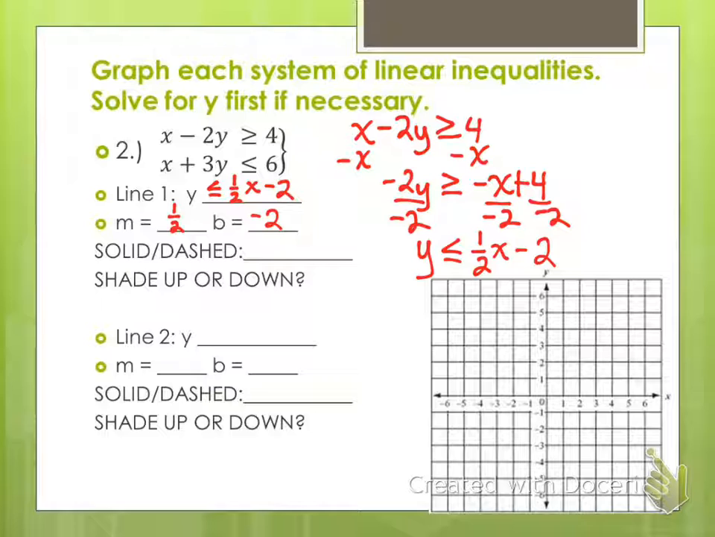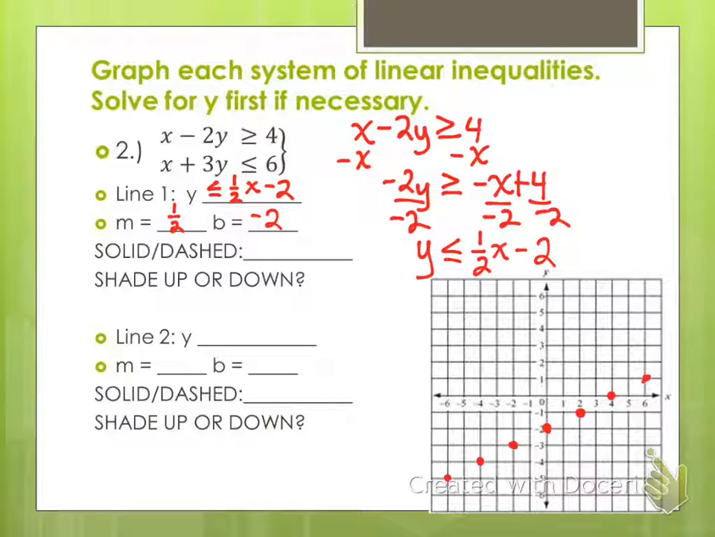So we're ready to start putting points on our graph. We start at -2 on the y-axis. We go up 1, right 2 for a slope of 1/2. Or we go down 1, left 2. Down 1, left 2. We have to decide if that line is going to be solid or dashed.